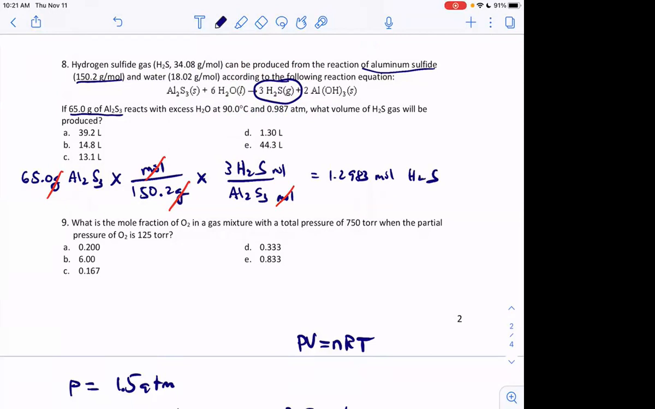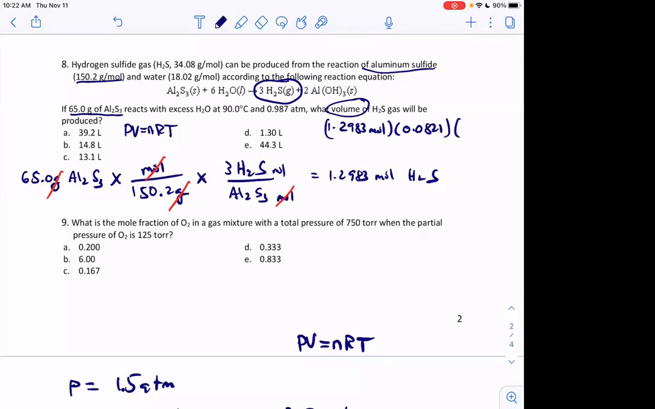Then all it's asking, hydrogen sulfide gas can be produced from the reaction with water according to the following reaction. What volume? That's what I want, the volume. But of course, I'm going to use PV equals nRT. So I'm going to just get nRT over P, which should give me my answer. So 1.2983 moles, 0.0821. I'm leaving the units out there because I'm going to run out of space.